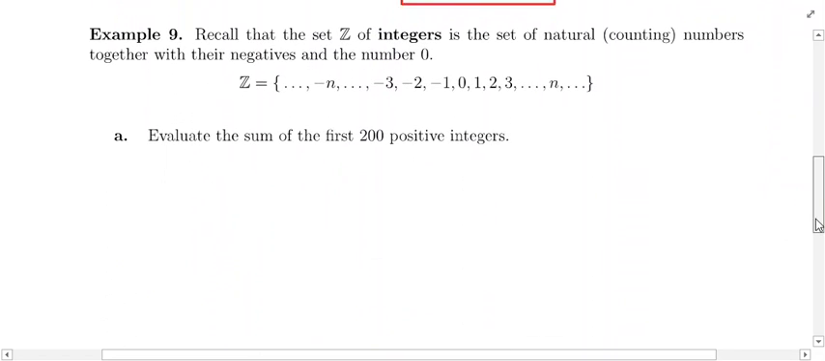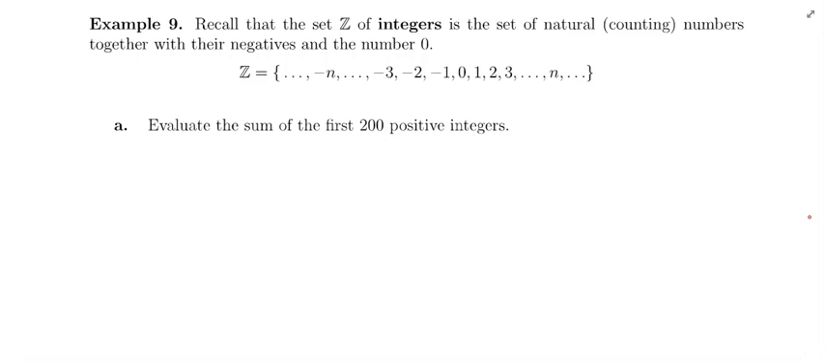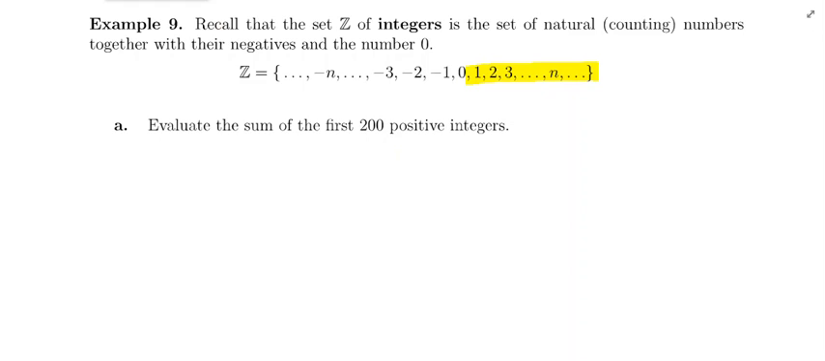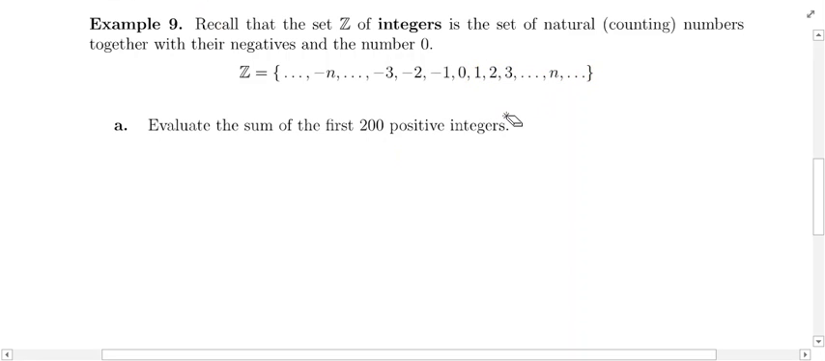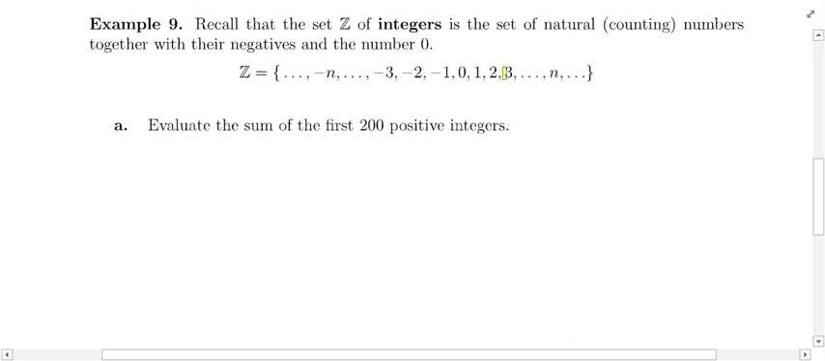Okay, let's do another one. In example 9, we're going to look at a new sequence. Recall that the set Z of integers is the set of natural or counting numbers together with their negatives and the number 0. We've been talking a lot about the counting numbers, the natural numbers. If you're talking about the integers, you just tack on these numbers with their negatives and the number 0, because 0 is not a counting number. A lot of the time, the counting numbers are referred to as the set of positive integers. So the set of positive integers is the same thing as the natural numbers.